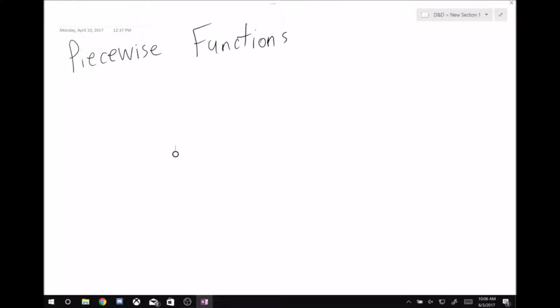All right, let's go ahead and discuss piecewise functions. Piecewise functions deal with some of the stuff we talked about with inequalities, simply because piecewise functions are going to have inequalities embedded within them. So what a piecewise function is, is a function.